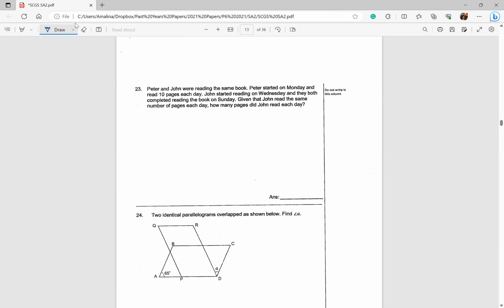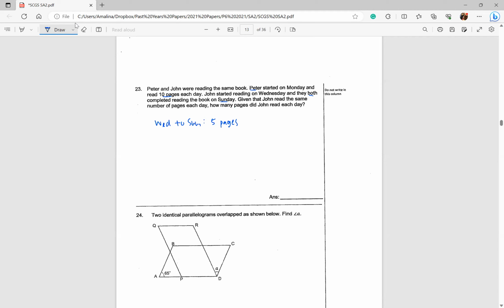Okay, so from Wed to Sunday, okay, from Wed to Sun, this is 5 days. Okay, so one day you read 10 pages for Peter, and they read the same number of pages each day. Okay, see over here, they both completed reading the book on Sunday. So Peter also finished reading his book on Sunday. So from Monday to Sunday means there's 7 days.